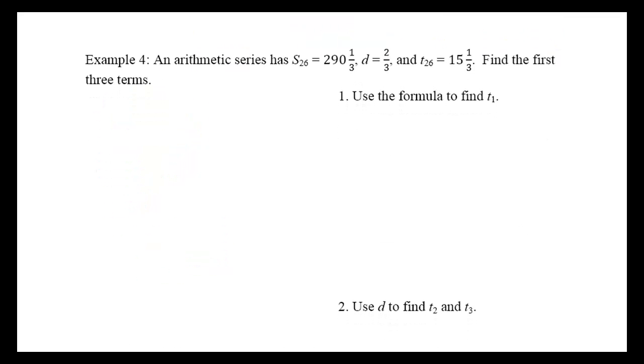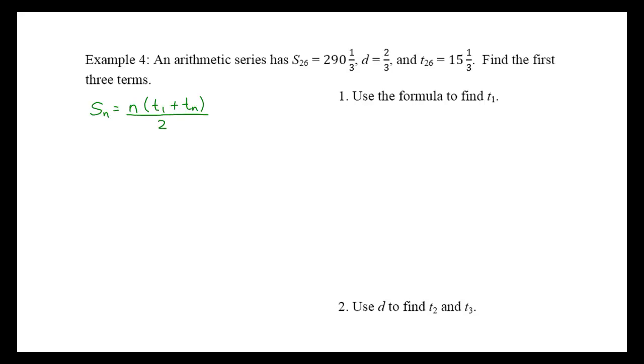Example 4. An arithmetic series has a sum of 26, the first 26 terms equaling 290 and 1/3. The difference is 2/3, and term 26, the last term in this particular series, is 15 and 1/3. So find the first 3 terms. The first step here tells me to use the formula to find term 1. In both of our formulas, we need to know term 1. So I'm going to use the formula Sn equals n times (T1 plus Tn), all divided by 2.